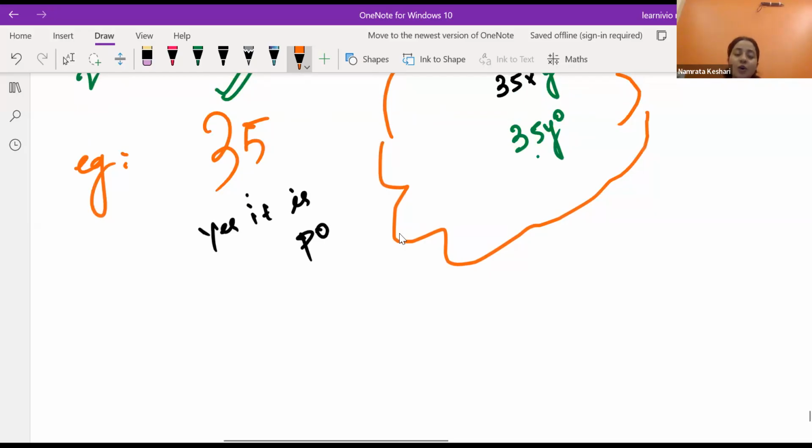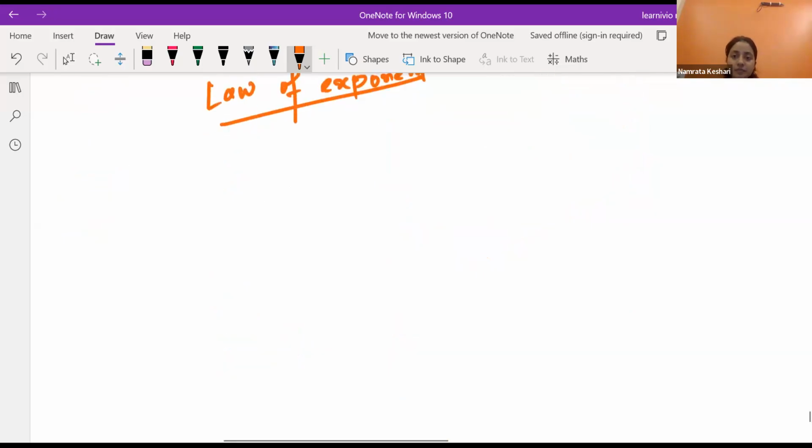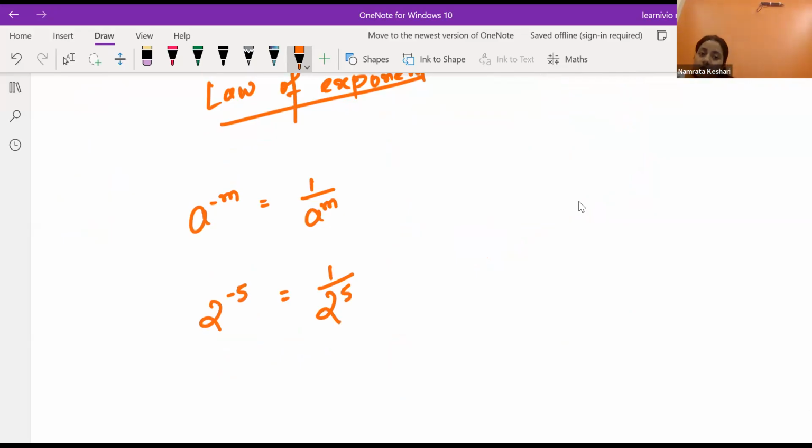So again, a law of exponent says that a to the power minus n can be written as 1 by a to the power n. It says that 2 to the power minus 5 can be written as 1 by 2 to the power 5. Now I'm coming to the explanation part.